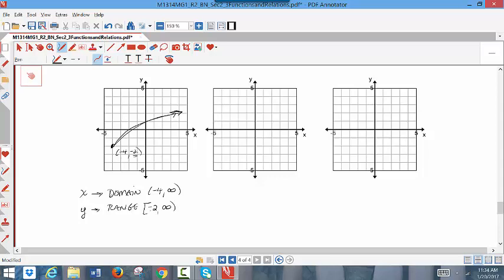Now I've made a mistake and I should have put a closed bracket on this -4 because that point is a filled point. If that point was hollow, you would use parentheses. Now suppose I have one like this.